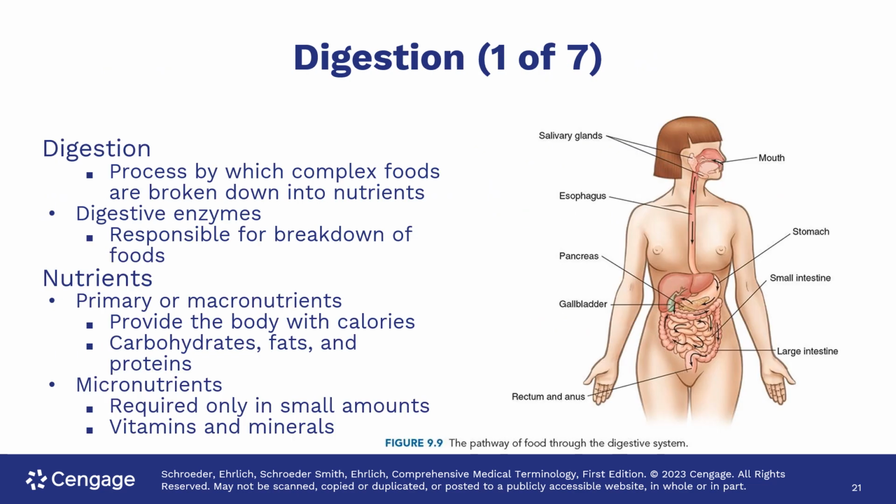Digestion is how we break down the food we eat into nutrients our cells can use. Enzymes help with the breakdown. Nutrients are provided to the body in different forms like fats, carbs, or proteins. Micro, small, nutrients are those nutrients you only need a small amount of.